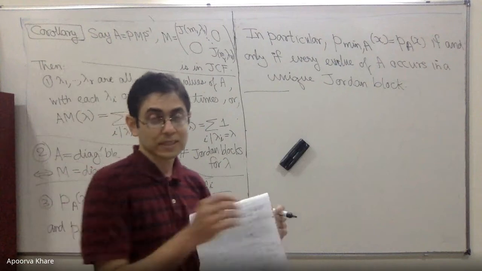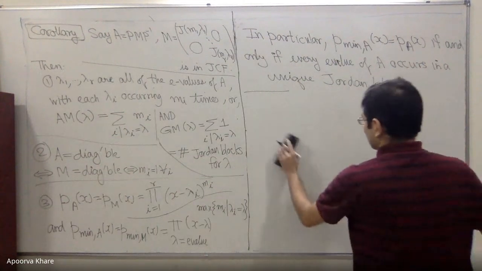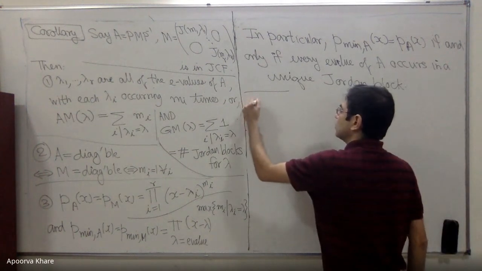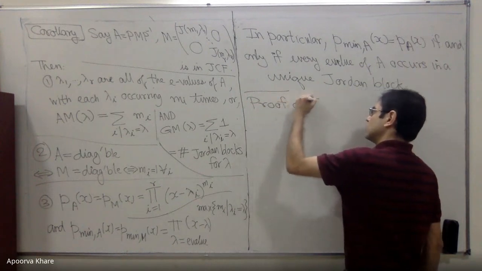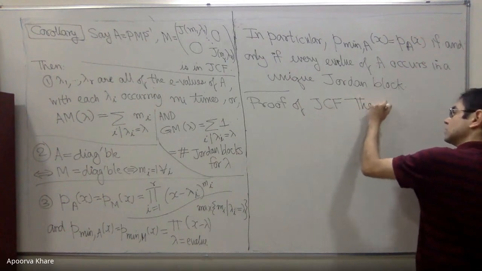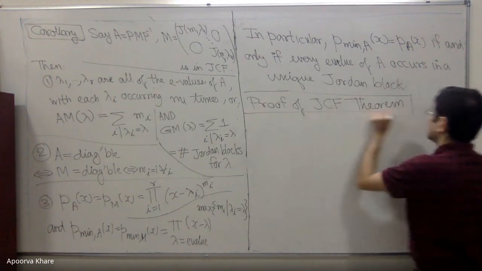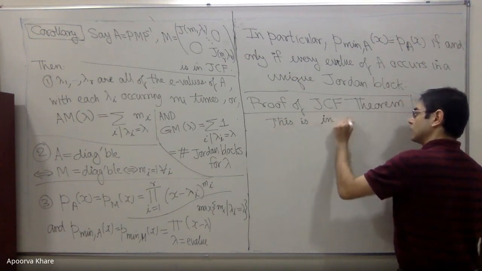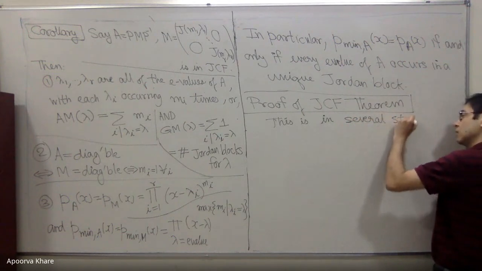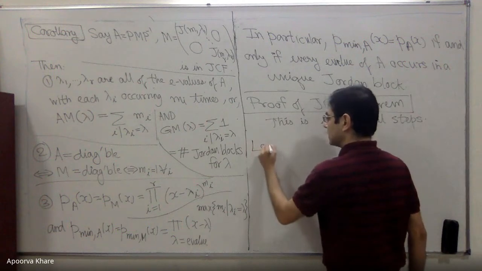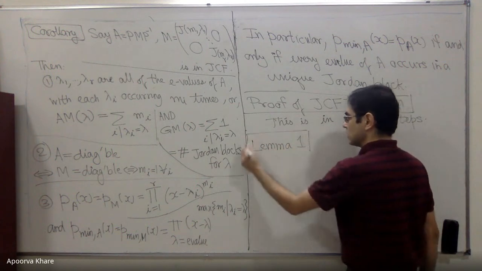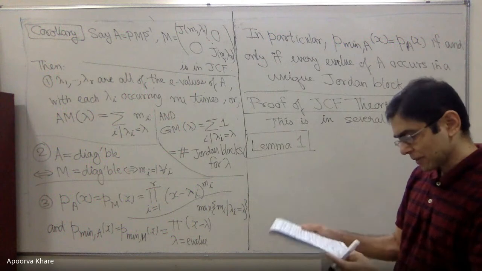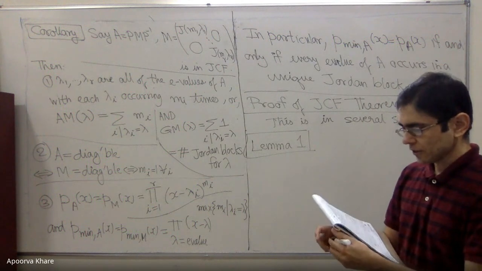The proof is in several steps. As I said, it's taken from a Princeton University math department webpage. So, towards the proof of Jordan's canonical form theorem, in several steps. Let's start with the first step. I'll call it lemma 1. As I said, my goal today is to prove up to lemma 3. There are 3 lemmas. The first one is very easy, so I'll just prove it.